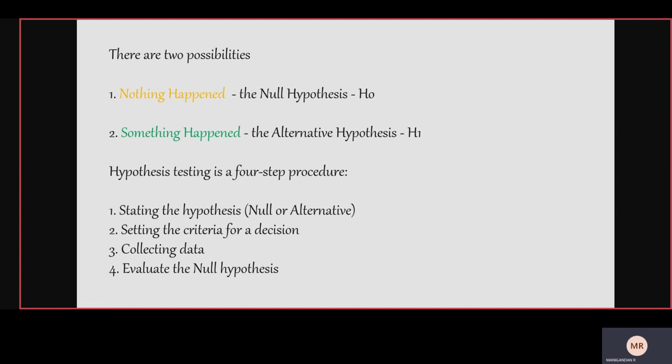Nothing happened means nothing will happen, there is nothing in that. Next one is something happened. Something happened means the alternative. You need to write the hypothesis. Hypothesis testing has a four-step procedure. First one is stating the hypothesis, setting the criteria for a decision, collecting the data, and evaluating the null hypothesis. These are the four-step procedure for checking the hypothesis.